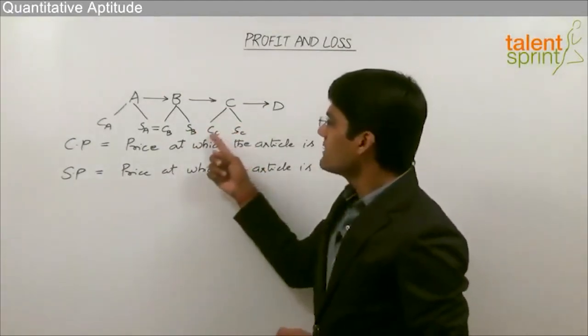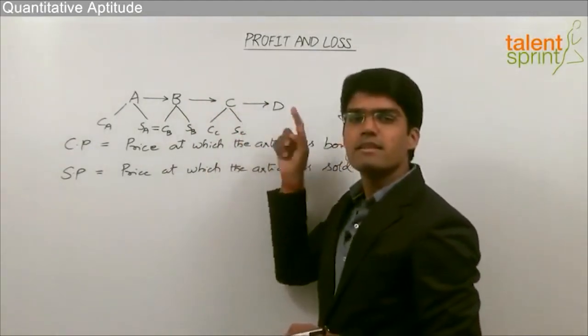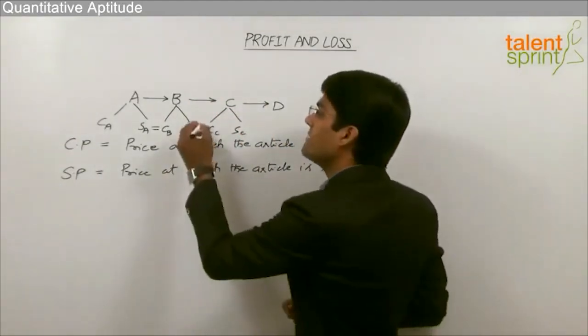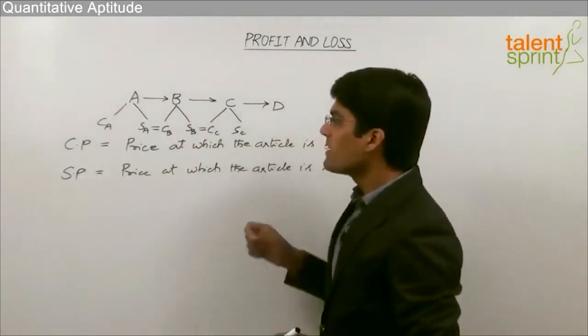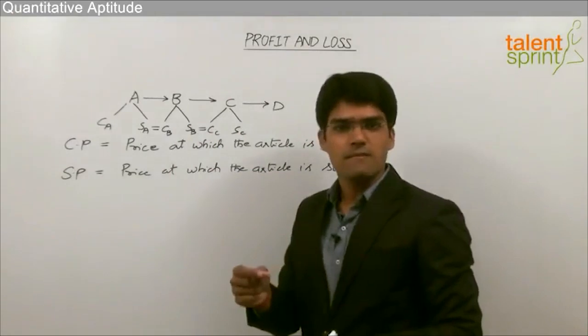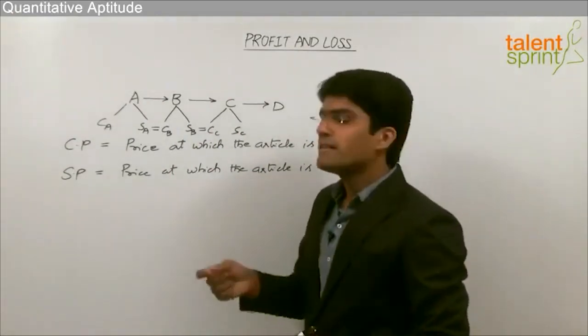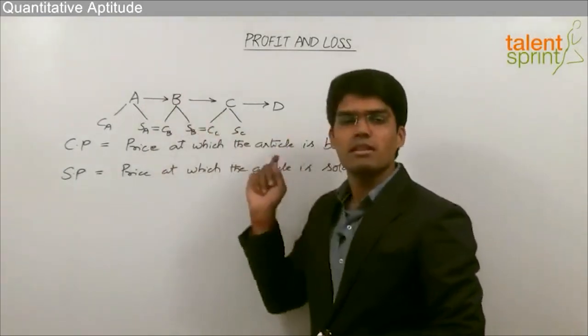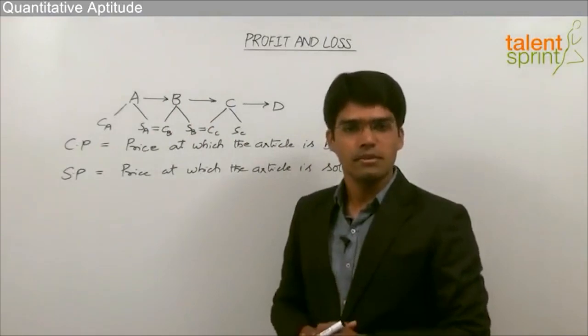Now if you observe here, this is the price at which C bought the article and this is the price at which C will sell the article to D. So again, selling price of B will be equal to cost price of C. So the point to be observed here is always selling price of one person will be equal to the cost price of the next person. So in all these cases, when an article moves from one person to another, we can understand that selling price of one person will become the cost price of the other person.